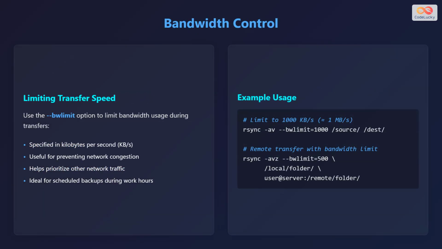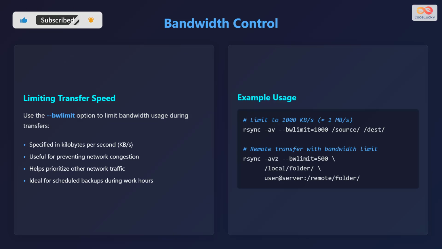Let's see how to control bandwidth during rsync transfers. Use the --bwlimit option to limit bandwidth usage during transfers. This option is specified in kilobytes per second. It's particularly useful for preventing network congestion, prioritizing other network traffic, and scheduling backups during work hours without impacting network performance.